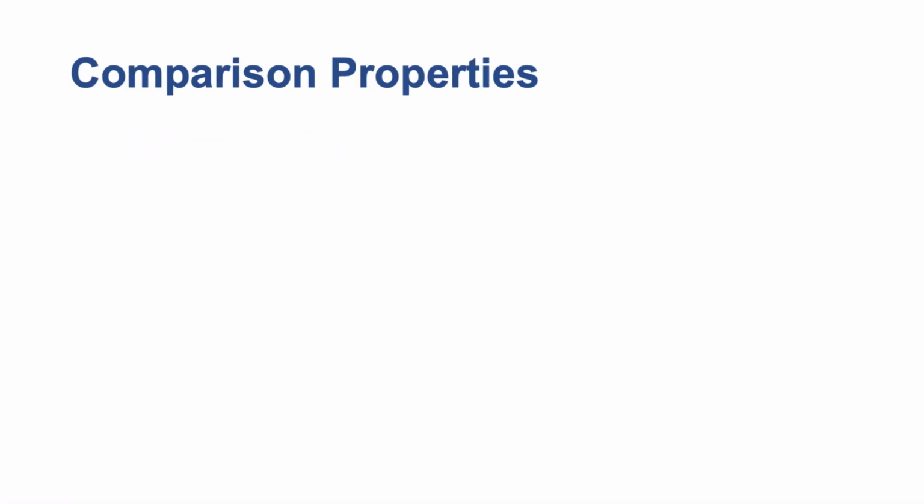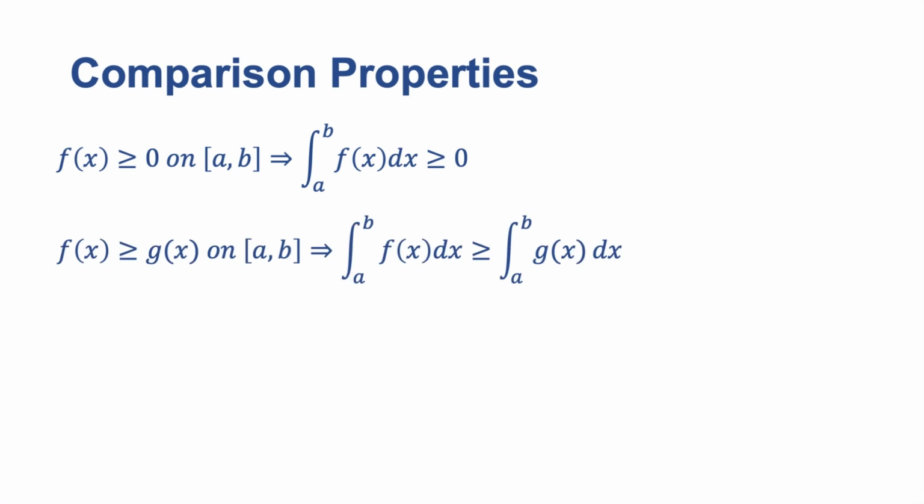Now let's talk about the comparison property. So the comparison property says that if f of x is greater than or equal to 0 on an interval a, b, then the integral from a to b of f of x dx is going to be greater than or equal to 0. Furthermore, if I have the function f of x greater than or equal to the function g of x on an interval a, b, then the integral from a to b of f of x dx is going to be greater than or equal to the integral from a to b of g of x dx.